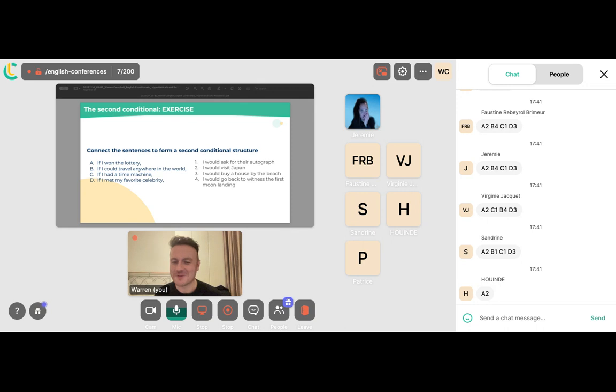Over to you. Go, go, go. You know what to do. So once again, we are matching. We're going to match the letters to the numbers to form a second conditional structure. We can see on the left here, if I won the lottery, if I could travel anywhere in the world, if I had a time machine, if I met my favorite celebrity. On the right, we can see I would ask for their autograph, I would visit Japan, I would buy a house by the beach, and I would go back to witness the first moon landing. I'll give you a moment to answer that.